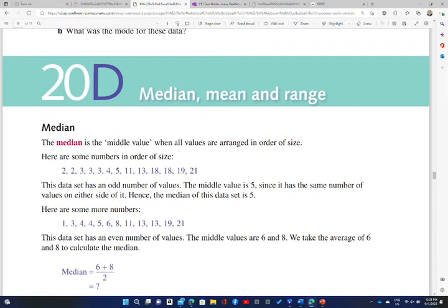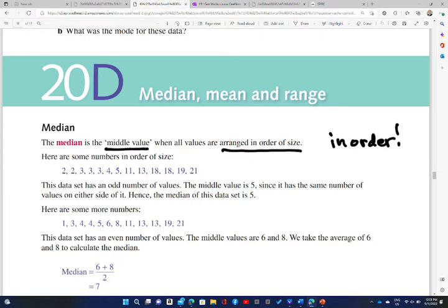Calculate the two numbers in the middle. Take the two numbers in the middle and we find the mean of them. Yes. Add them together and divide by 2. So median simply means the middle value, but they must be arranged in order of size. So the numbers must be in order. If they're not in order, then you cannot find the median.